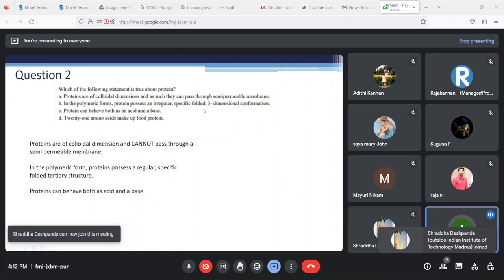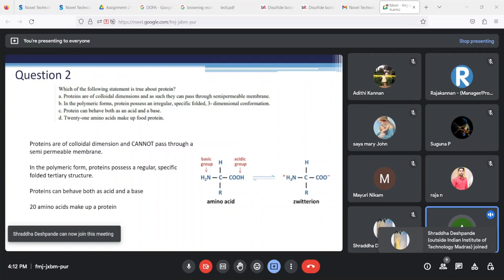And C, which is correct, proteins can behave as both acid and a base. This is because proteins are made up of amino acids, like multiple amino acids form a protein, and each amino acid has an acidic group as well as a basic group. So this acidic group has the ability to donate hydrogen atoms, hence making it an acidic group. This amine group has the ability to accept a hydrogen atom, which makes it a basic group. Hence, proteins can be called amphoteric in nature, that is, can act as both acid as well as a base.